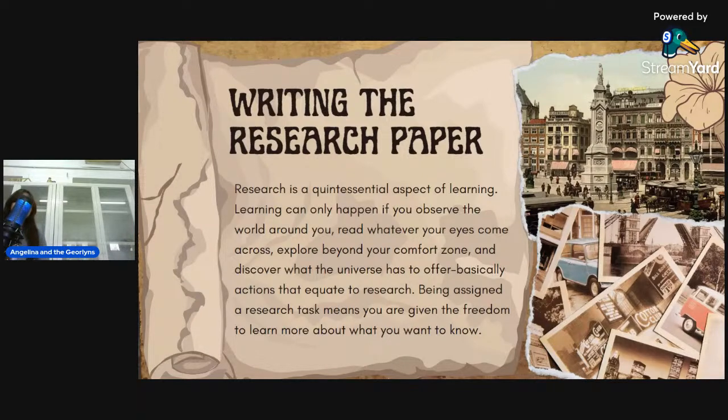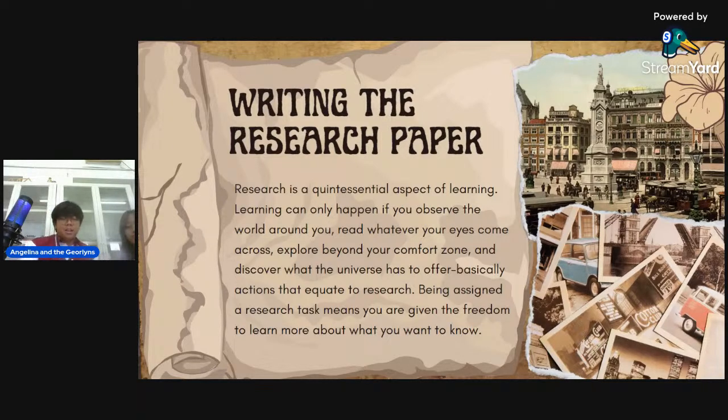Next lesson, we have writing the research paper. Hello. So, I'll be talking about writing the research paper. Research is a quintessential aspect of learning. Learning can only happen if you observe the world around you, read whatever your eyes come across, explore beyond the comfort zone, and discover what the universe has to offer. Basically, actions that equate to research.